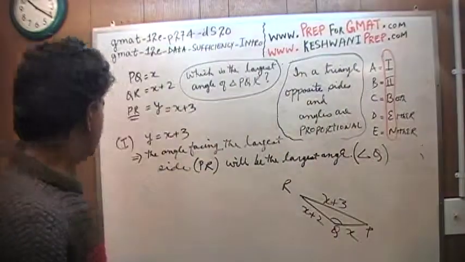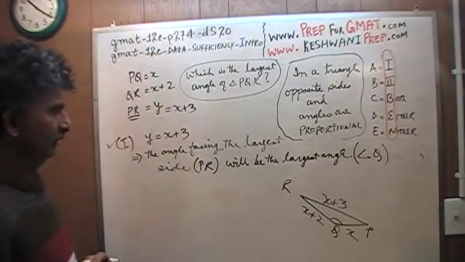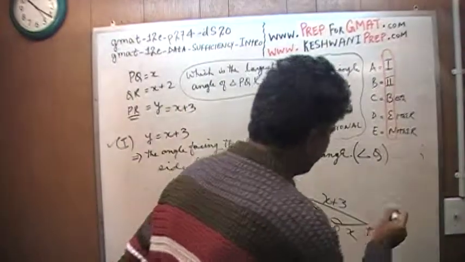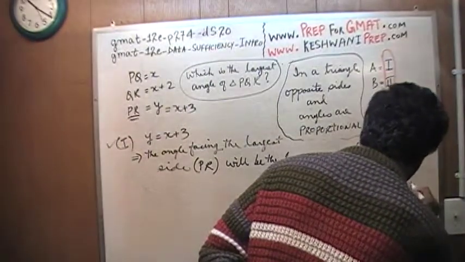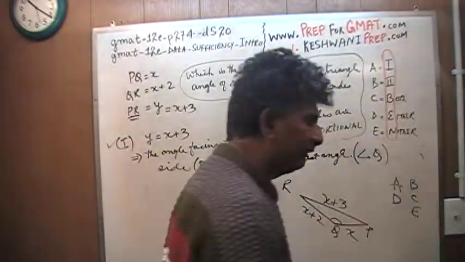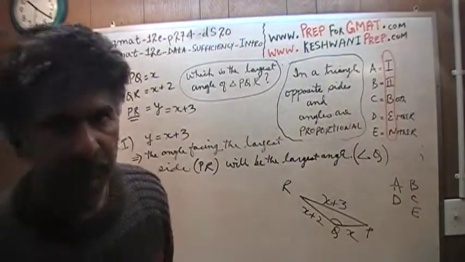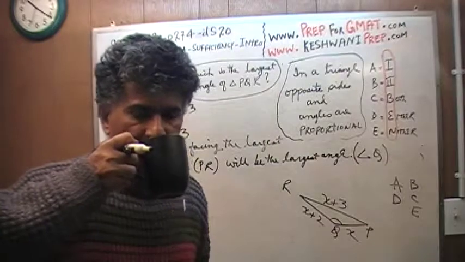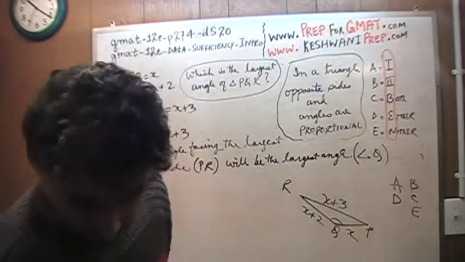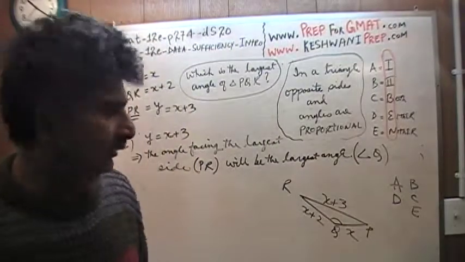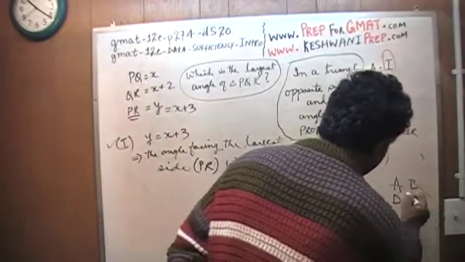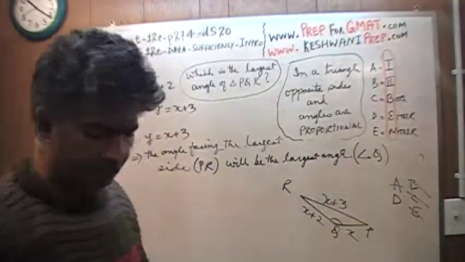That's all. So the first statement by itself is sufficient. We forgot to write down AD, BCE. You must always write down AD, BCE before you start solving the problem, because that is how you get in the habit of it. Since statement 1 by itself is sufficient, the answer cannot be B, C or E. The answer would have to be A or D.